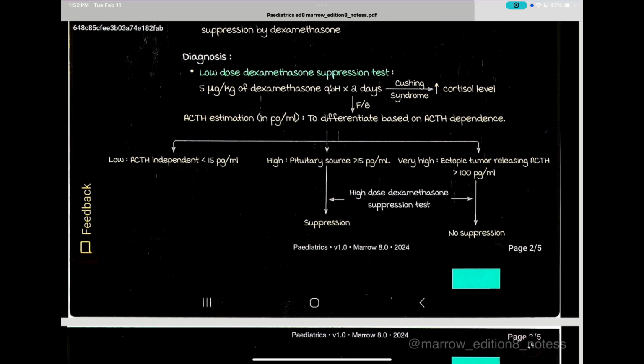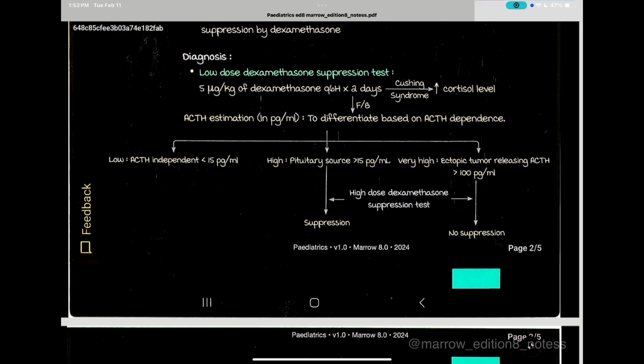So diagnosis: low dose dexamethasone suppression test, 5 microgram per kg of dexamethasone 6 times a day for 2 days. If there is Cushing syndrome, the cortisol level will increase; it will not be able to suppress. Then you do adrenocorticotropic hormone estimation to differentiate whether it is ACTH dependent or not. If it is low, less than 15, then it is ACTH independent.